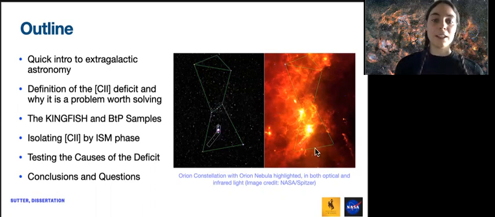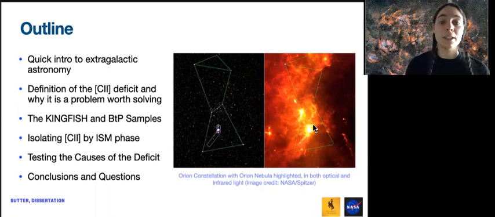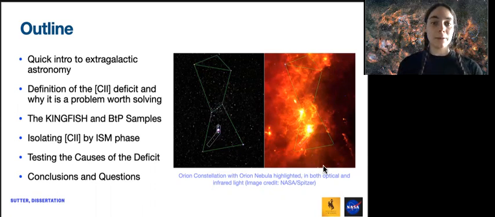Another cool thing is that if we could see in the UV, it would look different. It would also look quite different if we could see in the infrared. This is what Orion would look like if we had infrared vision.